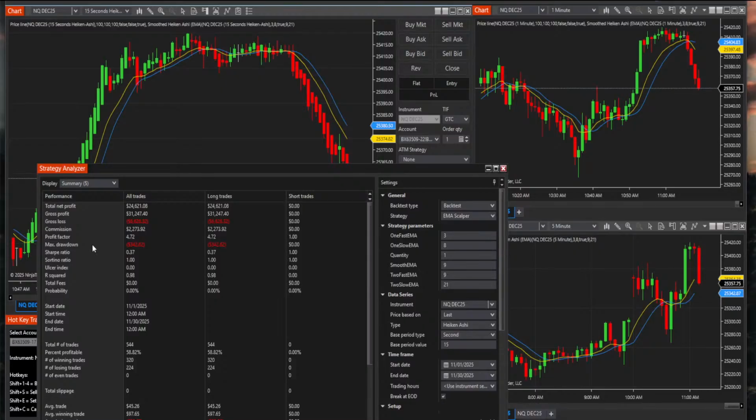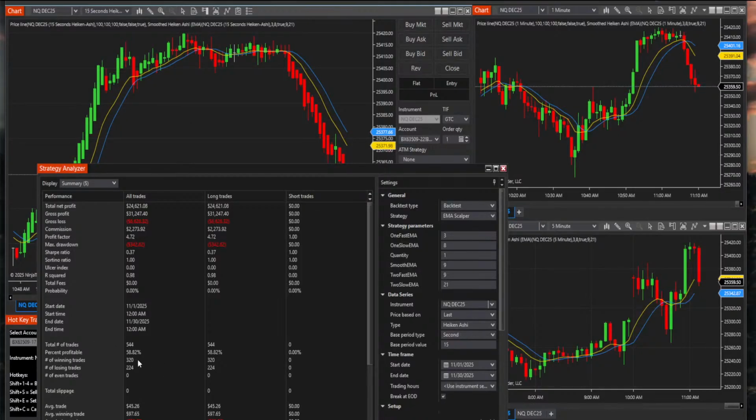Max drawdown, 342. You're going to get more, it's going to be more than that. The profit factor is 4.7. The total number of trades is 544, with a win rate of 58.8, about 59%. Total number of winning trades, 320. The number of losing trades, 244.